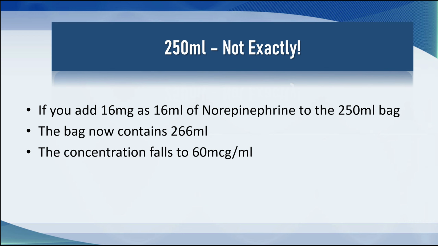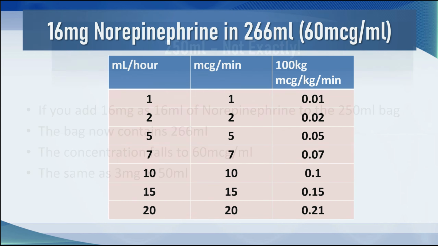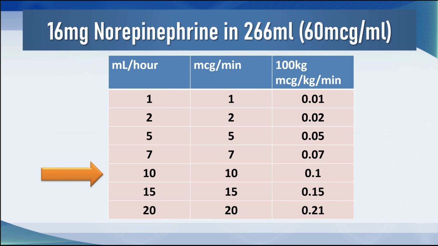And that is the same concentration as we used to make up in our syringe drivers, 3 milligrams in 50 mils. And as a consequence of using this dilution, 10 mils per hour works out at 10 mics per minute. And for a 100 kilogram patient, that works out at 0.1 micrograms per kilo per minute. So this is an excellent approach, and it's a good alternative if you don't have pre-mixed norepinephrine available.